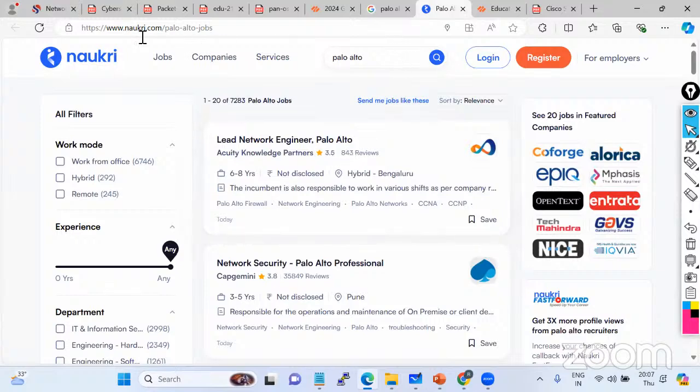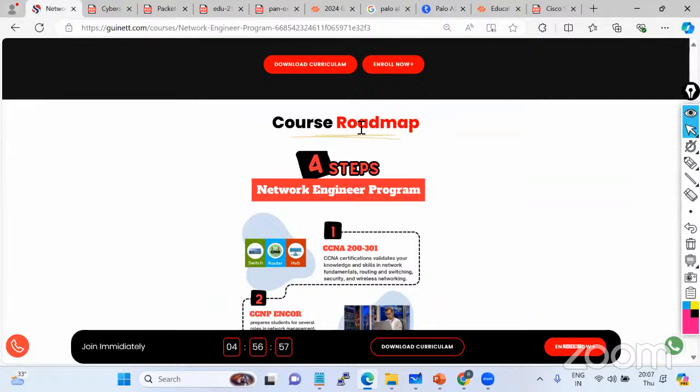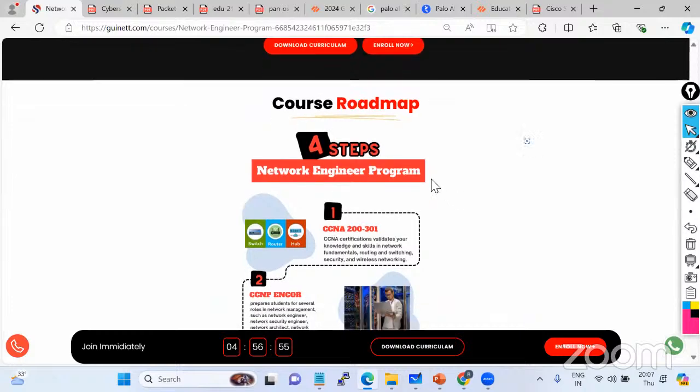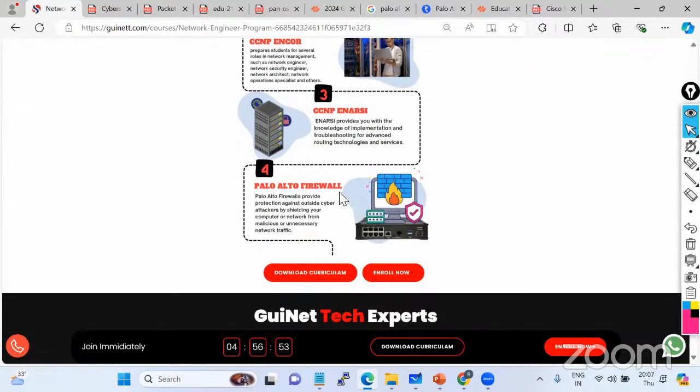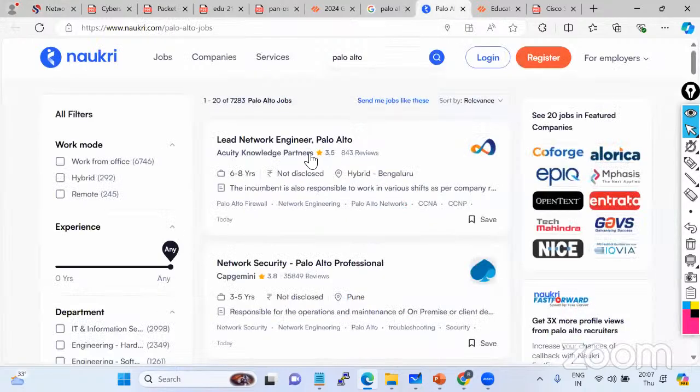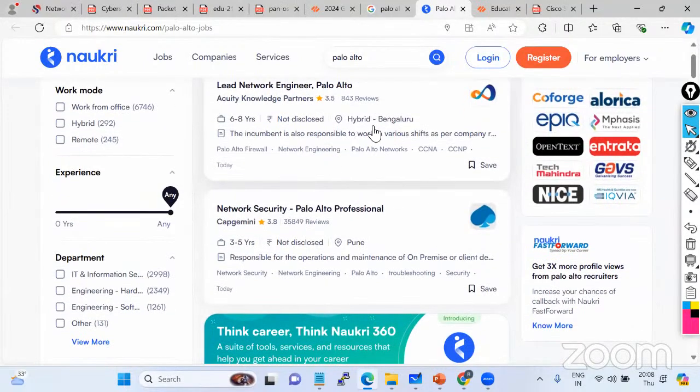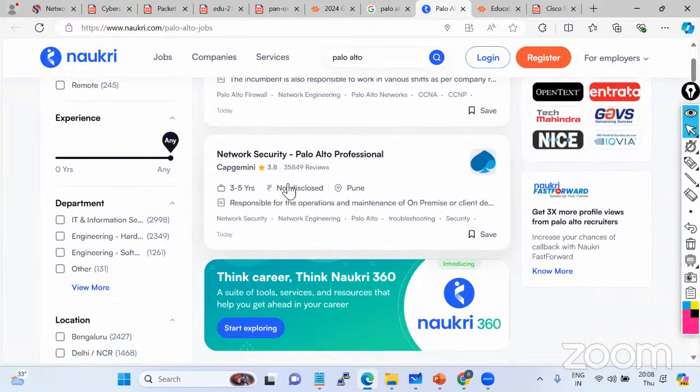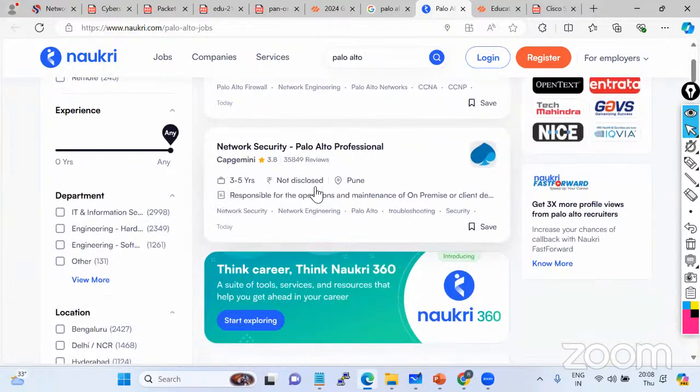So the key concept, that's why in our module we discuss the network engineer but also include the Palo Alto firewall. That's a part of network security. Overall, sometimes we call it security engineer or network engineer, or network security engineer. So don't be confused, but these jobs are available. And you can see they are looking for Palo Alto professionals with 3 to 5 years.